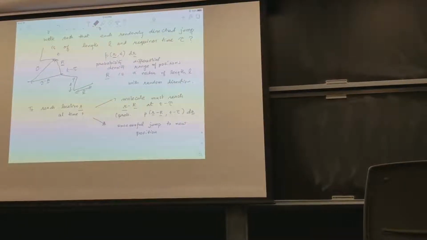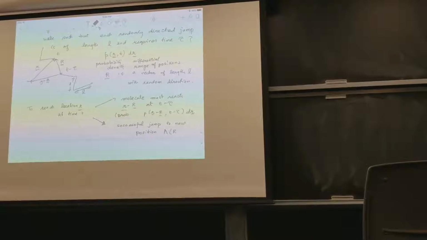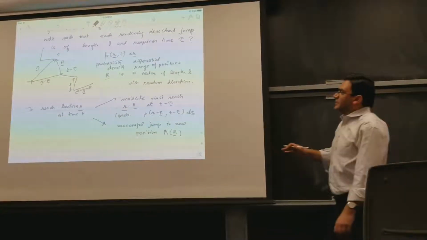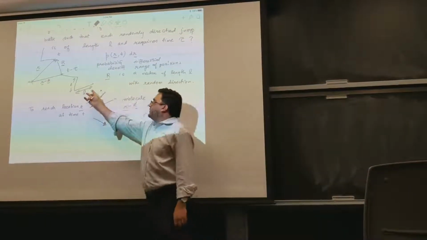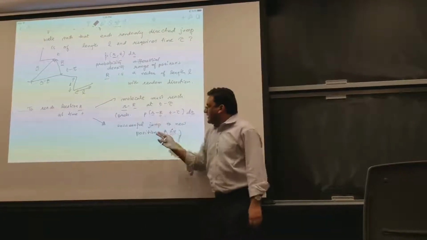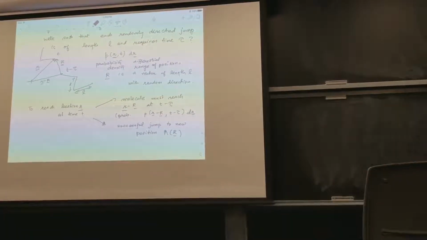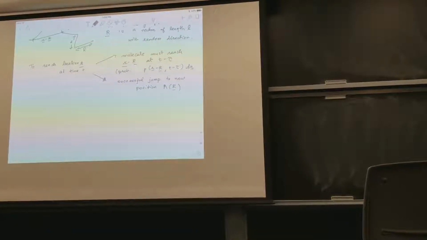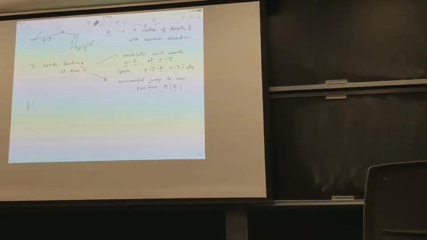So in reality, you can have a distribution of jump sizes, and you might have a distribution of time scales over which you make that jump. But the simplest case is when we assume all step sizes are of the same length and require the same amount of time. So once we have these two things available to us, we can write the overall probability of landing at position R at time t, and that's going to be related to.